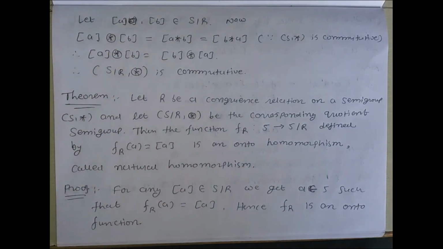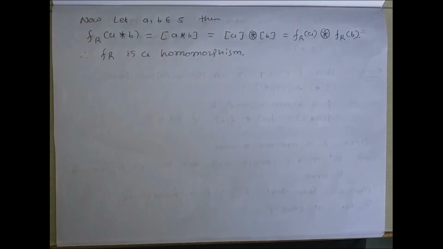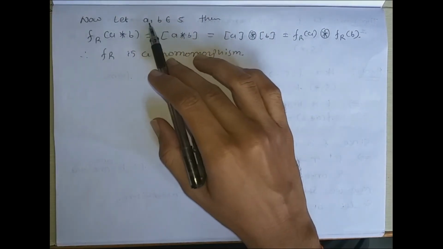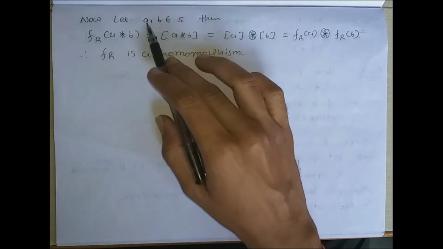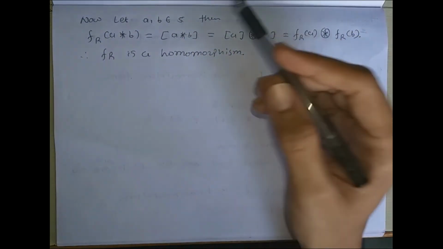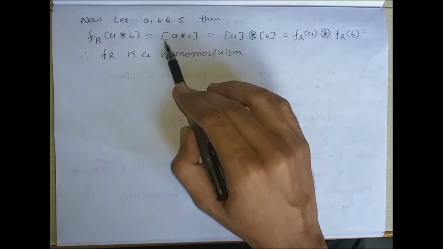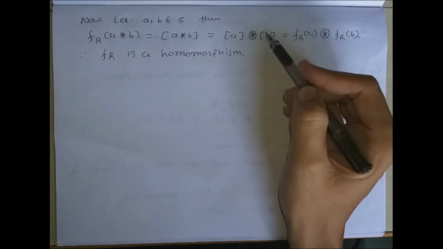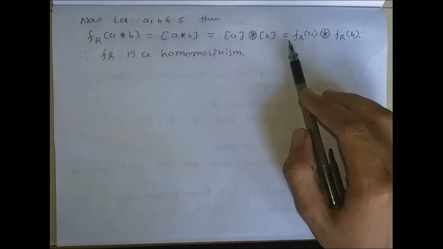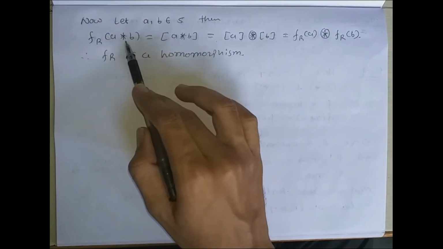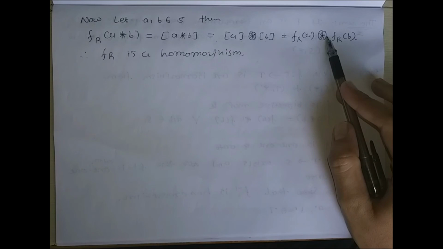Now what is next? Next, we will see that this is a homomorphism. For that, consider two elements A, B belonging to S and apply the function on the product of these two elements under the operation star. So FR of A star B is equal to, by the definition, equivalence class of A star B. This is equal to equivalence class of A ring star equivalence class of B, which is equal to FR of A ring star FR of B. Here star is the binary operation of the domain, and here we get the binary operation of the codomain.